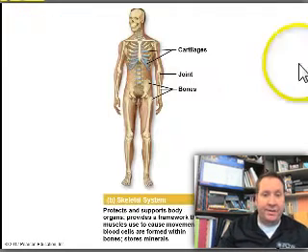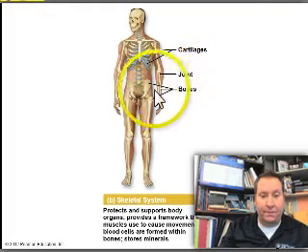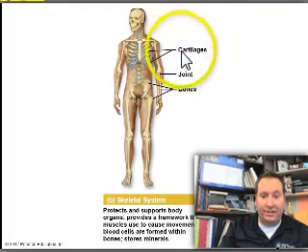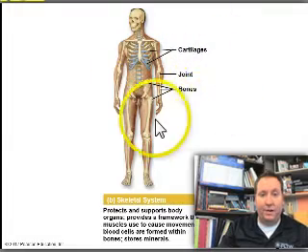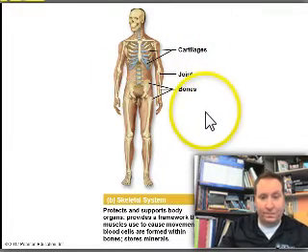The major organs that are associated with the skeletal system are your bones, your joints, and cartilages. So bones, joints, and cartilages are the major organs that we have associated with the skeletal system.